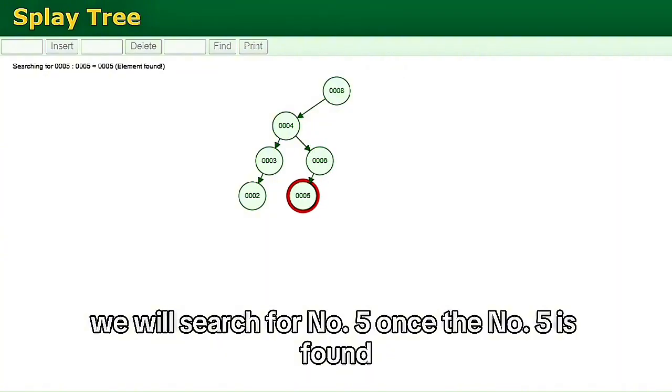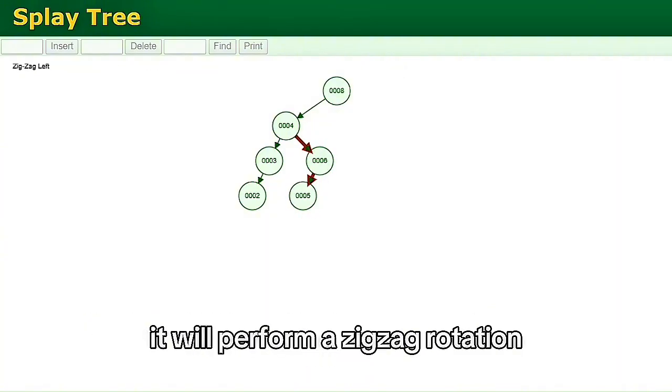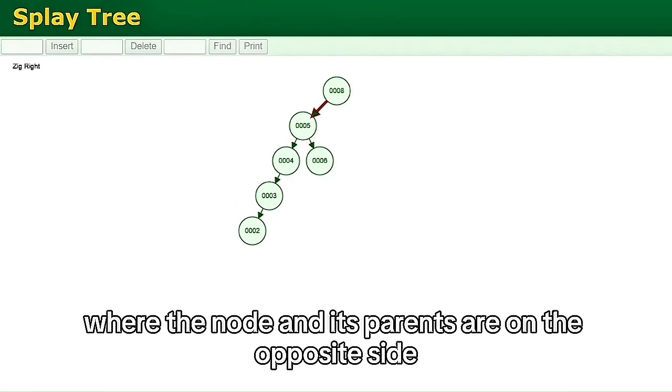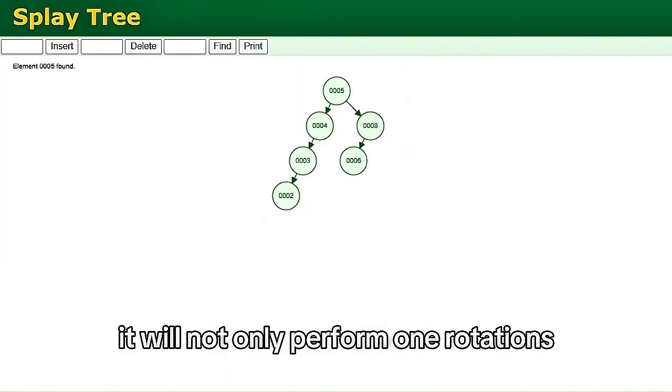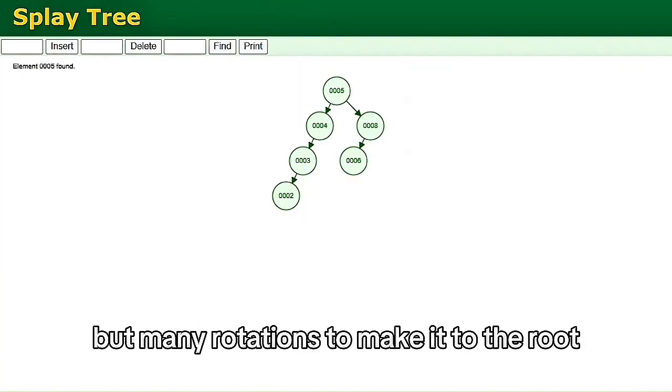Once the number 5 is found, it will perform a zig-zag rotation, where the node and its parent are on opposite sides. Just like in zig-zig rotation, it will not only perform one rotation, but many rotations to bring it to the root.